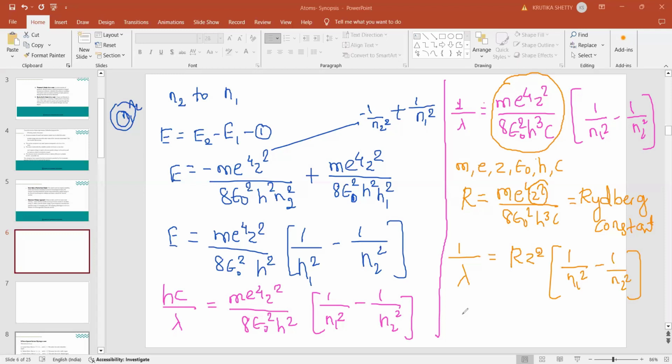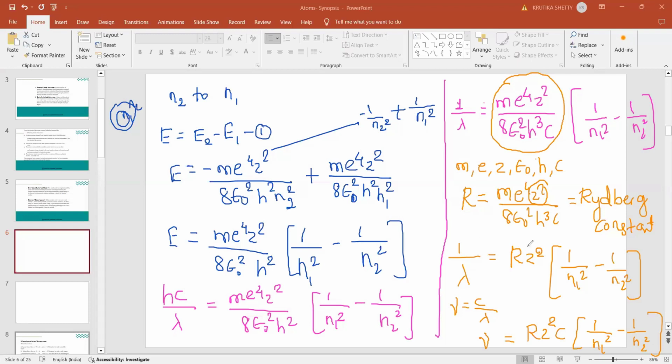So therefore we can also write it as, because frequency is equal to C by lambda, so here we have only lambda, therefore multiplying C on both the sides. So therefore nu is equal to R Z square into C, inside the bracket it is 1 upon N1 square minus 1 upon N2 square.